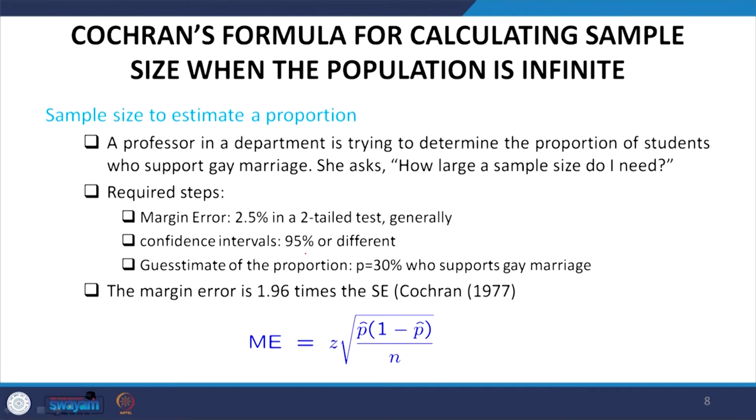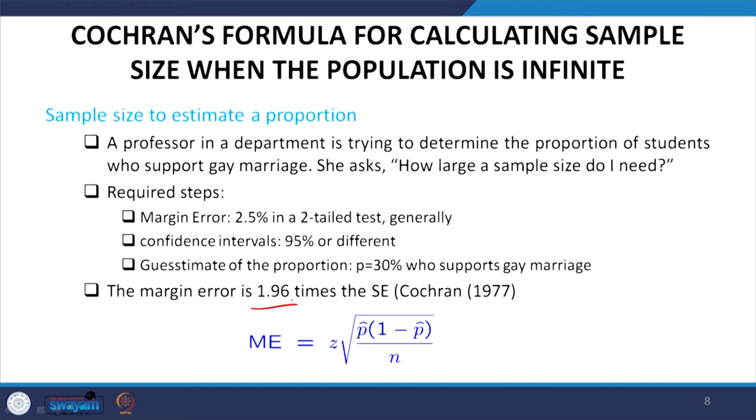If this information is there, and based on the margin of error, 1.96, that is if you have a confidence interval of 95%, the Z value is 1.96. I have already mentioned this in the last lecture. Based on the confidence interval, we can find out the Z value as 1.96. Now, that is actually 1.96 times the standard error. So, what is the standard error?